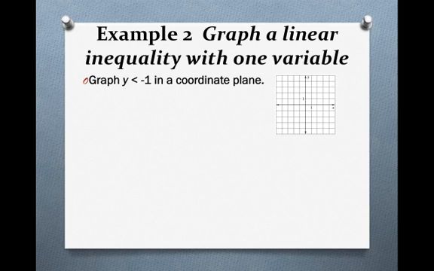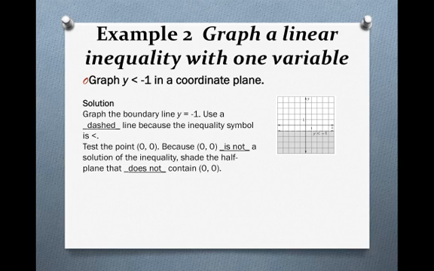Okay. We are going to graph a linear inequality with one variable, but it is a linear inequality and we do want to put it on the xy coordinate plane. So we're going to graph y < -1 in a coordinate plane. So the first thing we do is we graph our boundary line. So we're going to graph the boundary line y = -1.